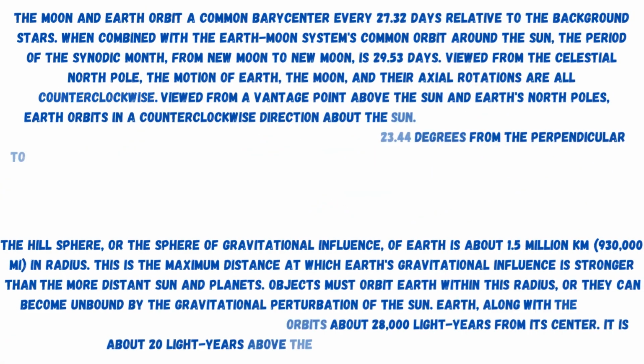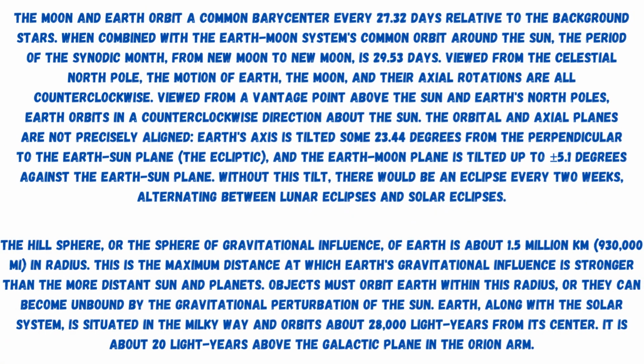The Moon and Earth orbit a common barycenter every 27.32 days relative to the background stars. When combined with the Earth-Moon system's common orbit around the Sun, the period of the synodic month, from new moon to new moon, is 29.53 days. Viewed from the celestial North Pole, the motion of Earth, the Moon, and their axial rotations are all counterclockwise.